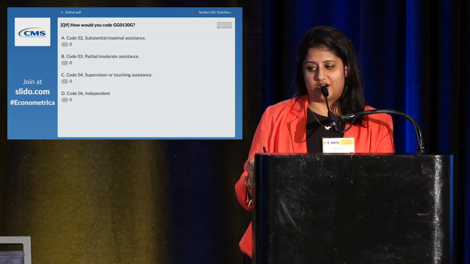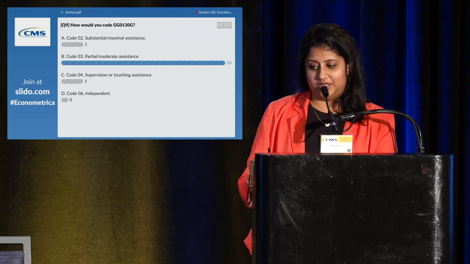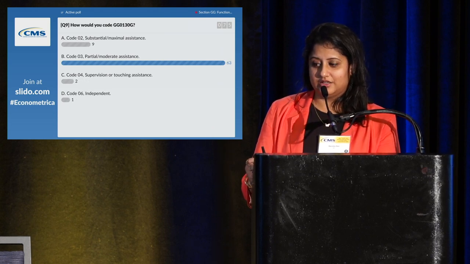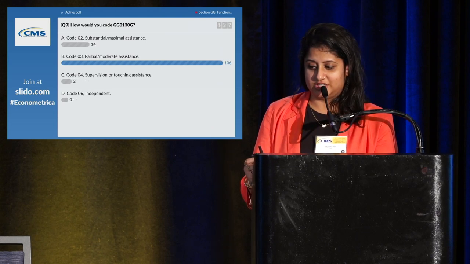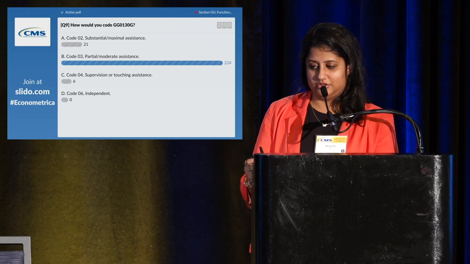Your answer choices are A, 02, substantial or maximal assistance; B, 03, partial or moderate assistance; C, 04, supervision or touching assistance; and D, 06, independent. So I'll give you guys just a minute or two to go through this.